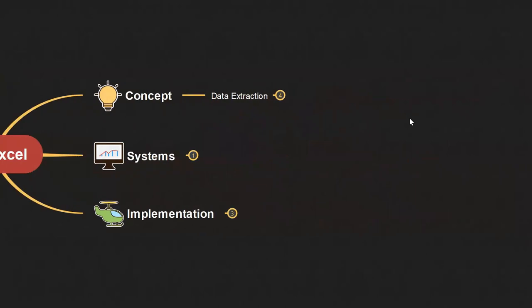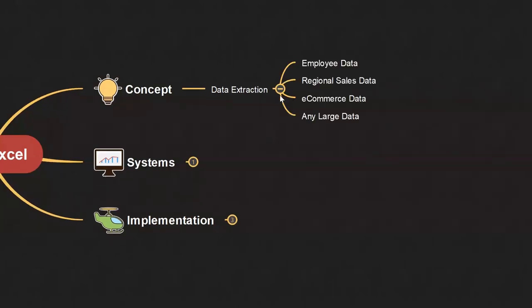Data extraction is basically a common task that is used while working on data. Be it any type of data, employee data, regional sales data, e-commerce data, or any large data where we have to extract data based upon some conditions. Now, there are many things in Excel which are used to extract data, be it filters, advanced filters, pivot tables, or normally using formulas.